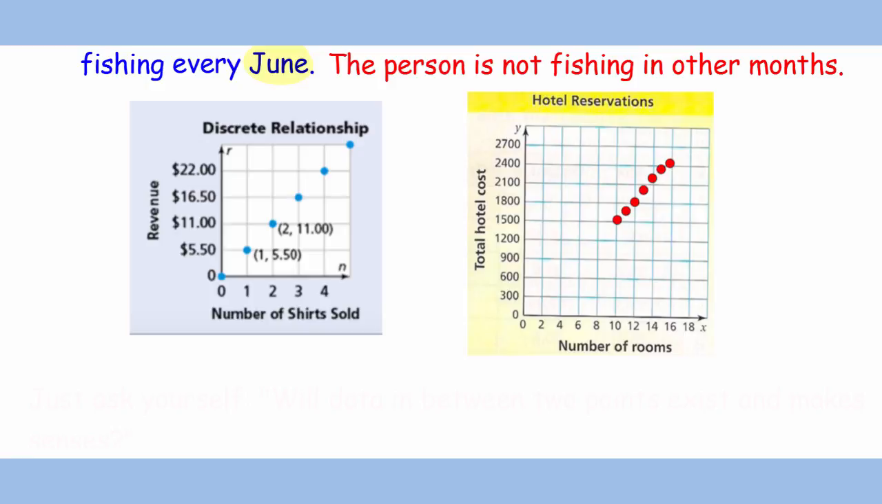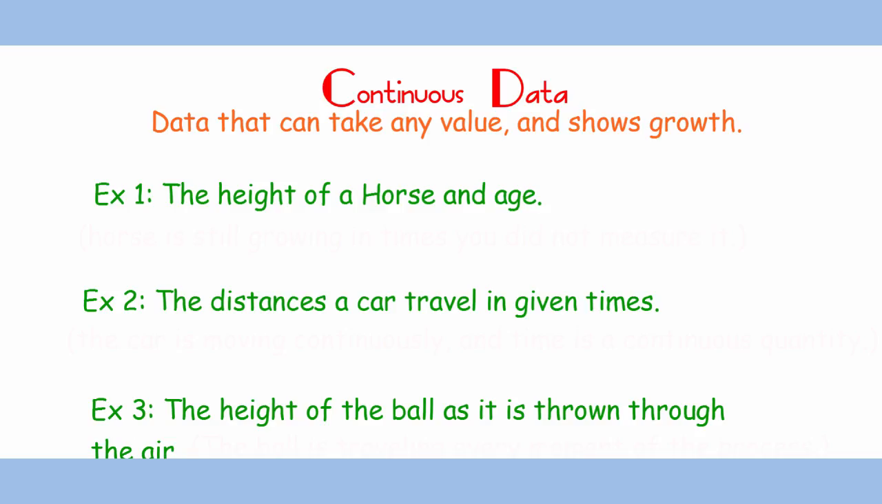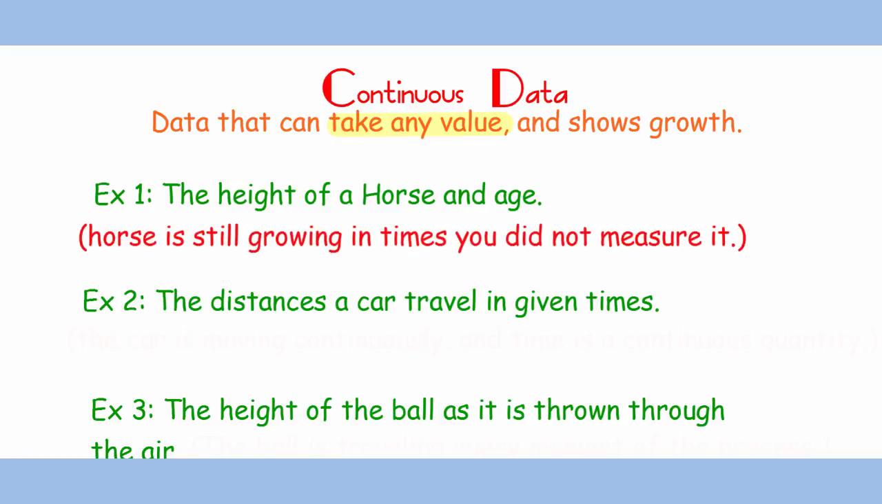The question that you should ask yourself is, will the data in between two points exist and make sense? If your answer to yourself is no, then the points should not be connected. Continuous data is a data set that can take any value that shows growth. Example number 1, the height of a horse and its age. Since the horse is still growing every time you did not measure it, it makes sense to connect the points to show that there is something happening even though the points were not recorded.